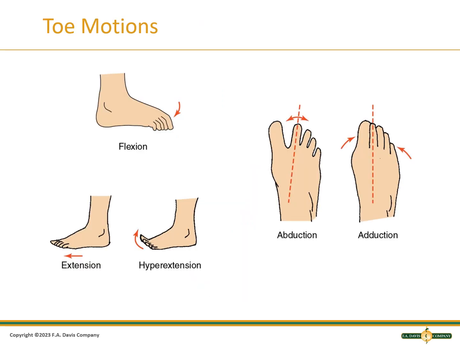Toe motions: curling your toes is toe flexion. Raising them up to the ceiling is toe extension. Abduction is separating your toes. Adduction is bringing your toes together. Remember that for the foot, we reference the second toe for midline. Don't be mad at me that it's different from the hand. It's just the way it is.